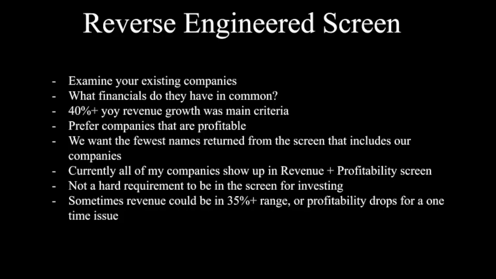For example, AppLovin reported 38% revenue growth year over year in one quarter, so it fell out of the screen, but that's definitely not a reason to sell if it's close enough to 40% revenue growth and we're happy with the quarter otherwise. Additionally, profitability could have dropped off in the quarter, and we want to listen to management to see what the reason is and if that makes sense to us to continue holding that stock.